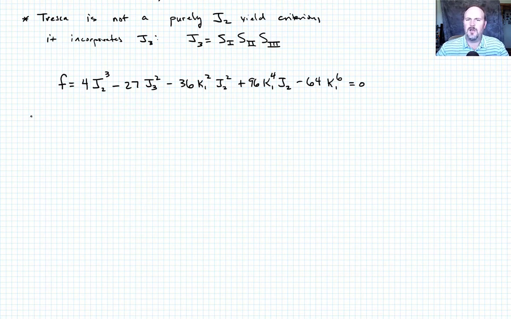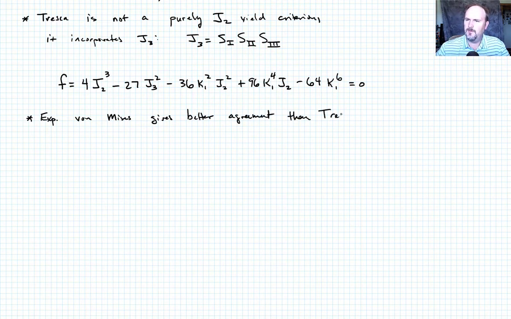And then the final thing I want to give you with respect to Tresca and von Mises is that experimentally, von Mises typically gives better agreement than Tresca. So that's probably why we often see von Mises being used. It's also smooth in contrast to Tresca, which has sharp edges. So there's a variety of reasons we would maybe choose Tresca. But I at least want you to be aware of that because it is a prominent failure criterion that you need to be familiar with.